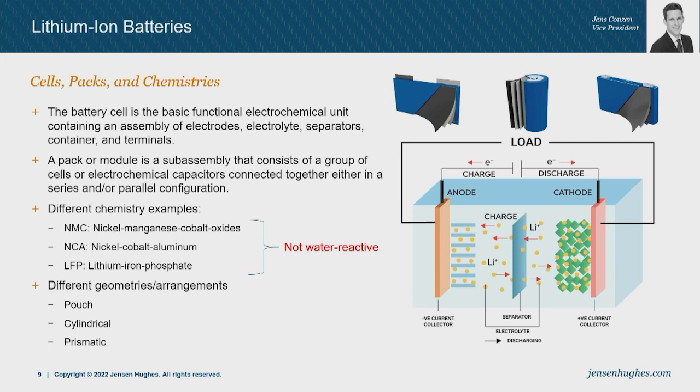Cells can have different form factors. The most popular ones are pouch cells, for example SK or LG, or cylindrical cells like Tesla or Panasonic. Or we have prismatic cells, often Samsung or CATL in the automotive space. There are also different chemistries.